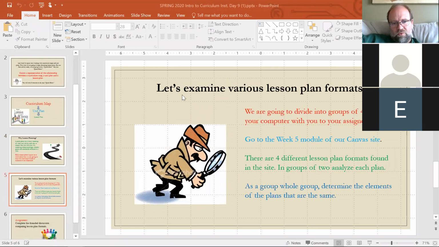So now what we're going to do, we're going to examine some lesson plan formats. I'm going to put you into smaller groups, give you about 10 minutes to sift through those particular plans that I showed you. I'll show you how to get back there again in just a second. It says divide in groups of 4. I'll try to make it groups of 4. It may be groups of 3. I'm going to go to the week 5 module. There are actually 5 different lesson plans that are found there. And so in your group, look at what's the same and what's different about those plans.